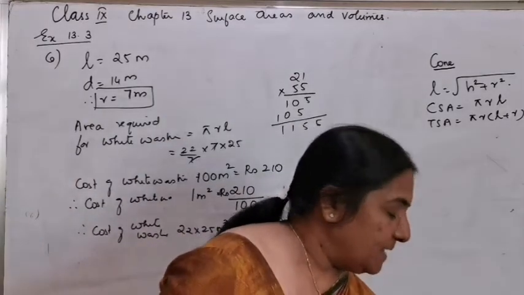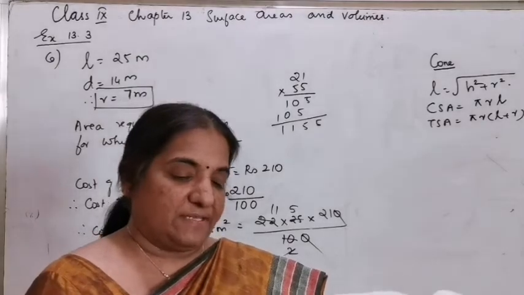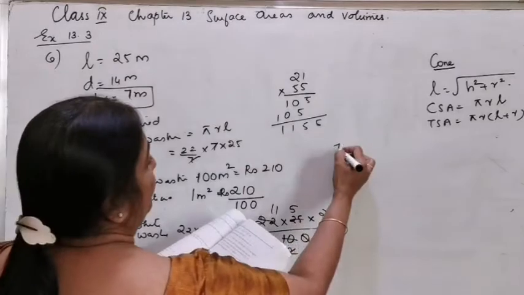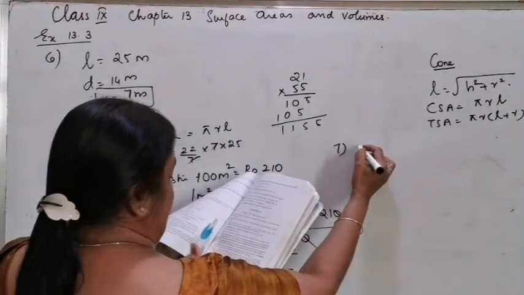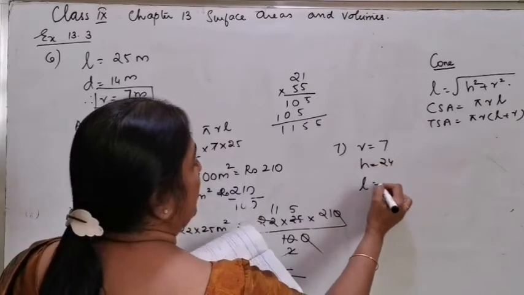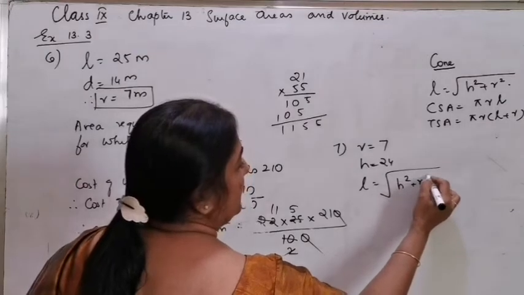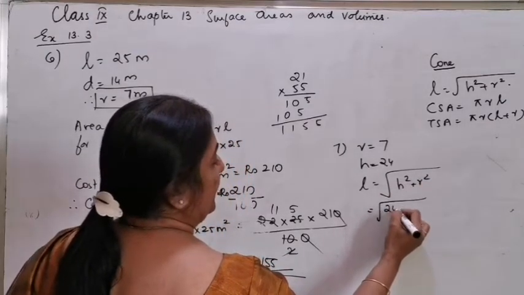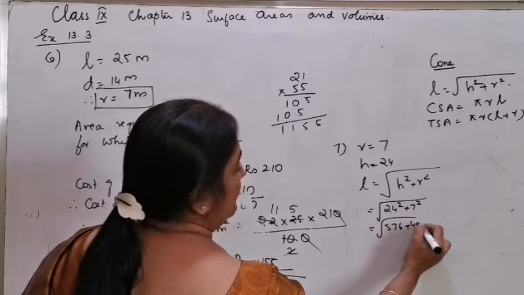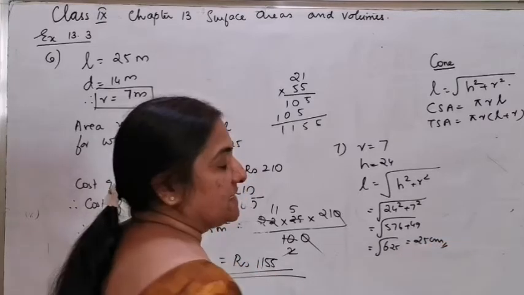The next question. A joker's cap is in the form of a right circular cone of base radius 7 and height 24. Immediately slant height has to be found out. Square root of h square plus r square, root of 24 square plus 7 square, 576 plus 49, 625, which is equal to 25 centimeter.